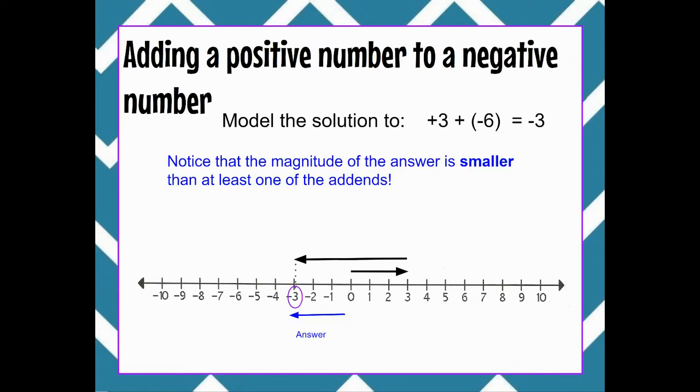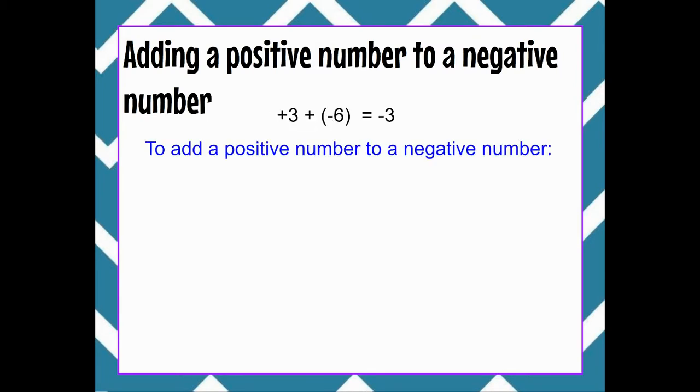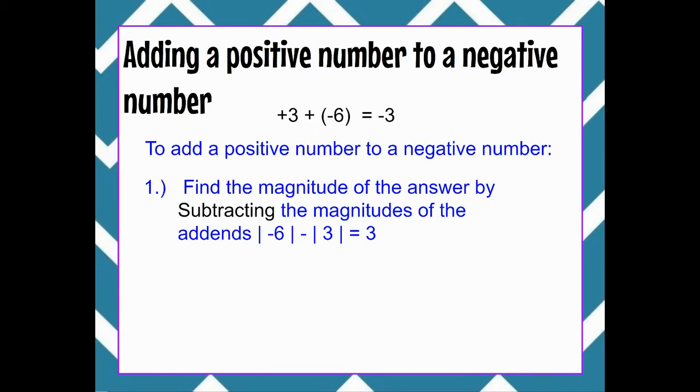Okay. In this case, you can still see my arrows are overlapping. Did you notice that the magnitude of the answer is smaller than at least one of the addends, one of the numbers you're adding? And the answer is pointing in the same direction as the addend with the greater magnitude, the longer arrow, the greater absolute value. To add a positive number and a negative number, find the magnitude of the answer by subtracting the magnitudes of the addends.